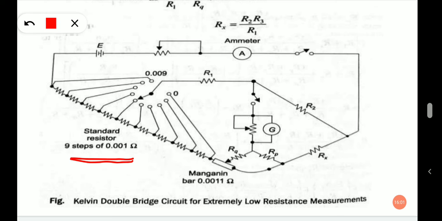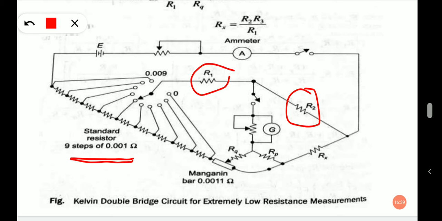Resistances R1 and R2 can be switched to any of these steps. However, the ratio of these two resistances must be so selected that an appreciable amount of standard resistance is used. This ensures more precise and accurate measurements. A manganese bar with a sliding contact having a resistance of 0.0011 ohm is also incorporated in the circuit.